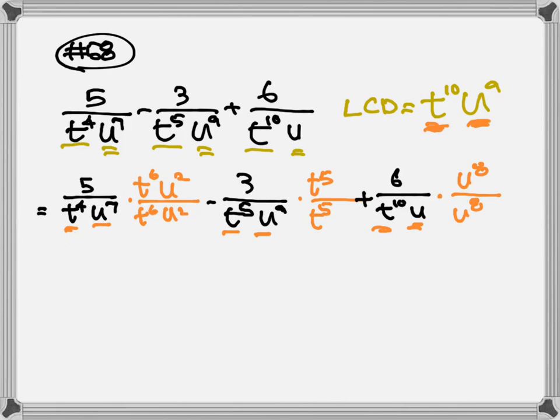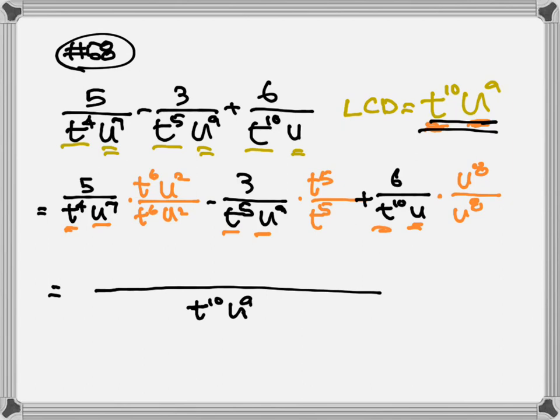After that, don't even bother to multiply out all the denominators. That's a waste of time. So we know this is the common denominator. So just write down the common denominator, t^10 u^9. After that, all you need to do is multiply the numerators.